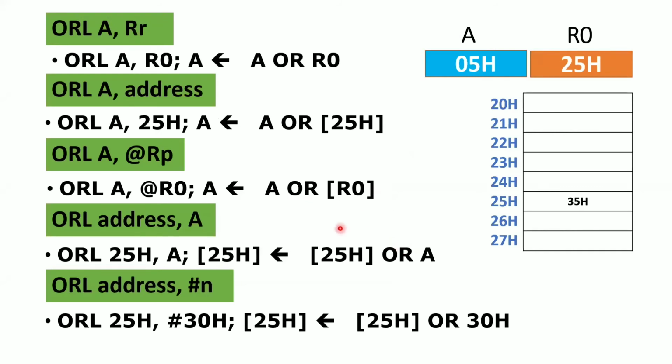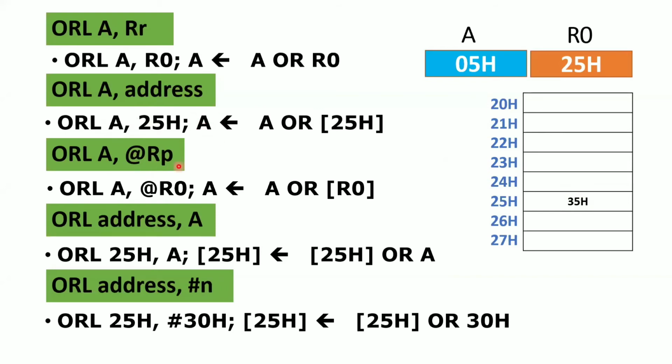Now just like the AND operation, it also has different addressing modes. Now I am doing the OR operation ORL A comma register. So the register R0 holds some value, 25H. Perform the OR operation on these two numbers, the A register and 25H, which is in R0, and store the result inside your A register. Next one is direct address. Instead of giving data in the register, I am giving the address of that value. Here 25H is nothing but an address because there is no hash here. So go to 25H, there is a value 35. Perform the OR operation on A and 35H, and store the result inside your A register.